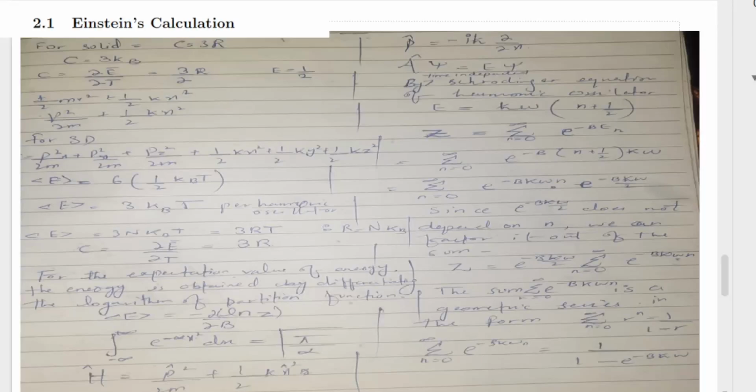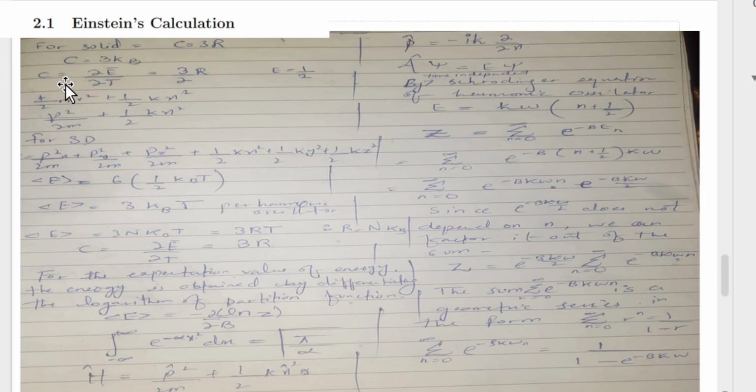Okay, let's calculate the Einstein calculation of solid states. Chapter 2: specific heat, Boltzmann, Einstein, and Debye. So here you can see in our introduction we have studied that for solids the specific heat is equal to 3R, where R is the ideal gas constant, known as the law of Dulong-Petit.